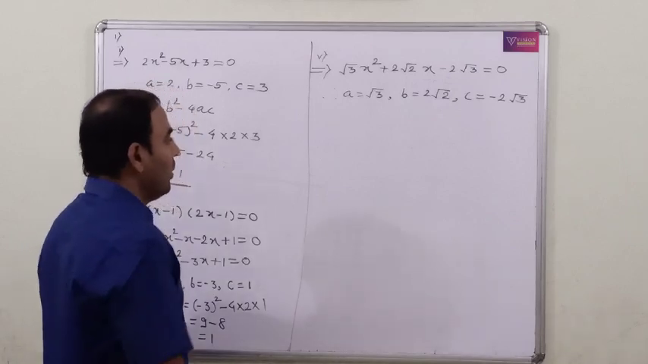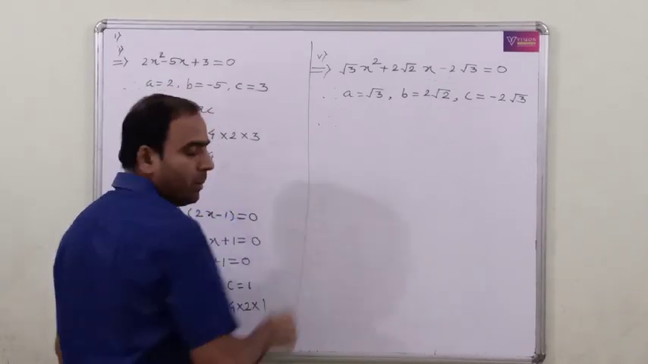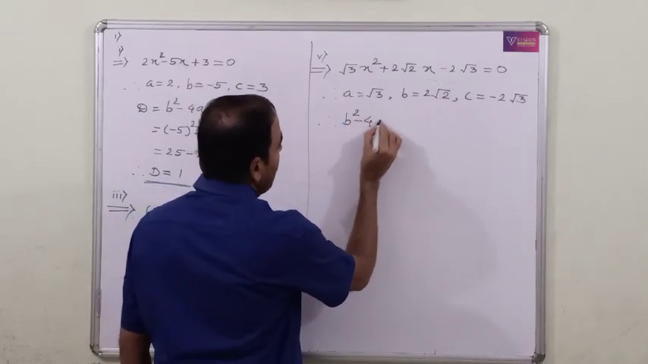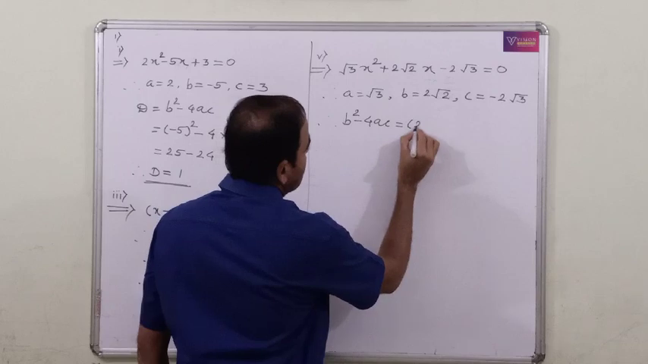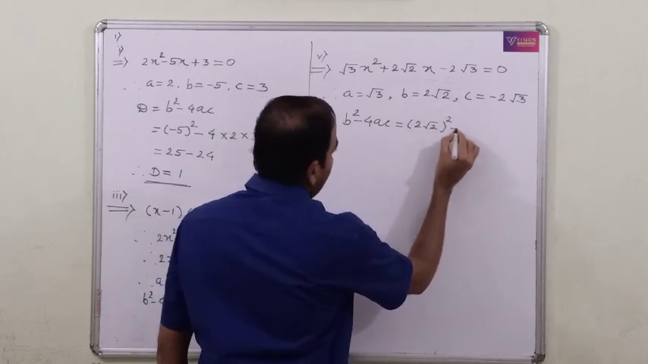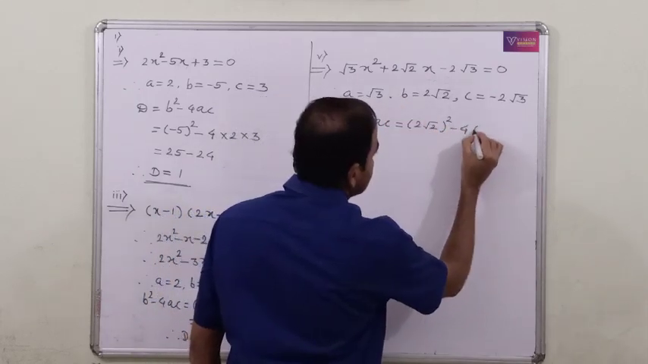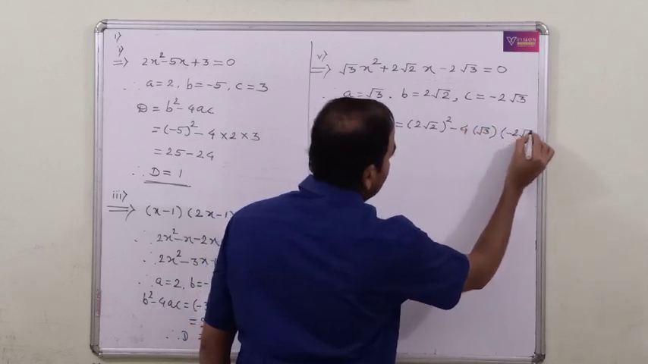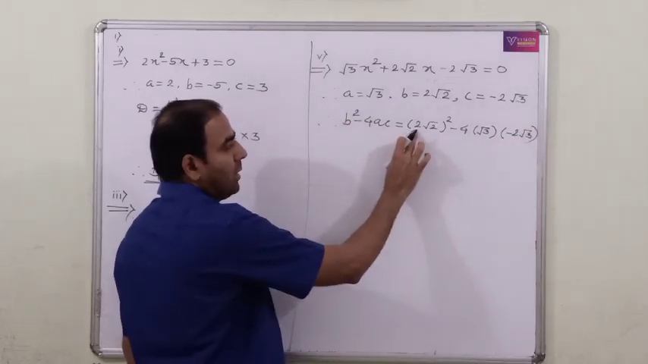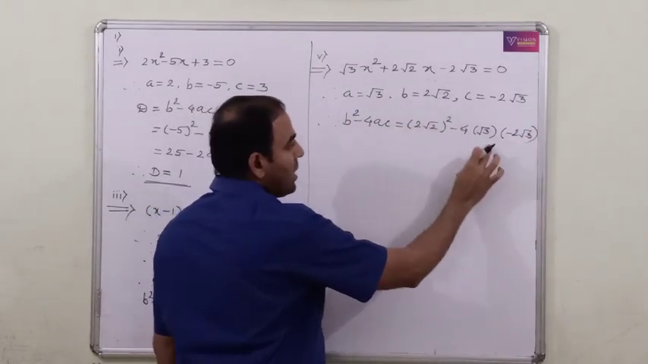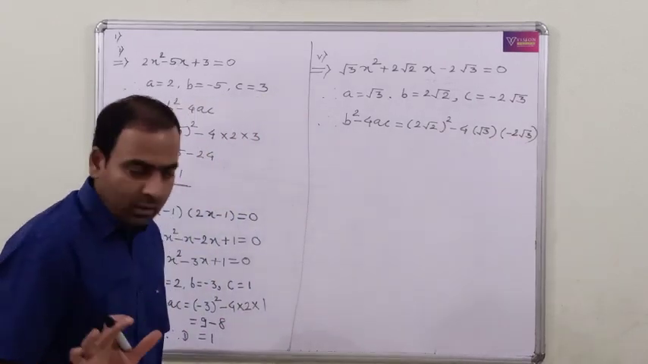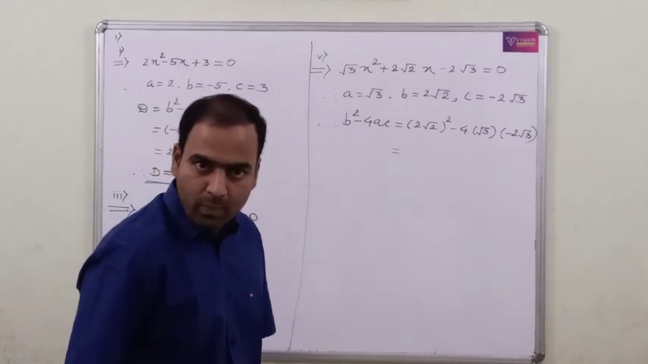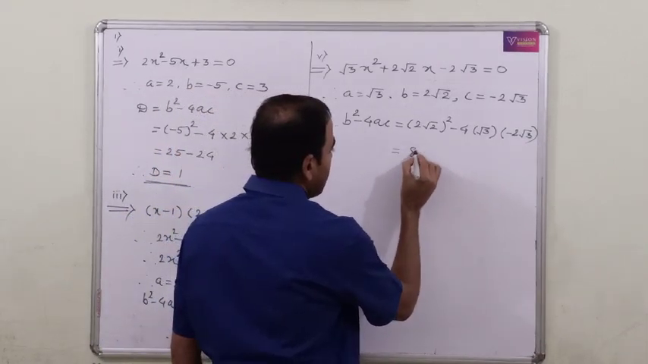Okay, and we know our target is to find the value of discriminant. The value of discriminant is b square minus 4ac. It is 2 root 2 whole square minus 4 into a is root 3 and c is minus 2 root 3. Then b square minus 4 into a into c. Have you got it? What is the square of 2? 4. And square of root 2 is 2. So 4 2s are 8.